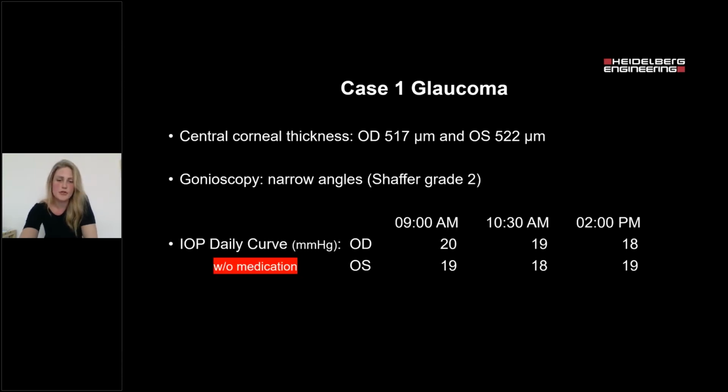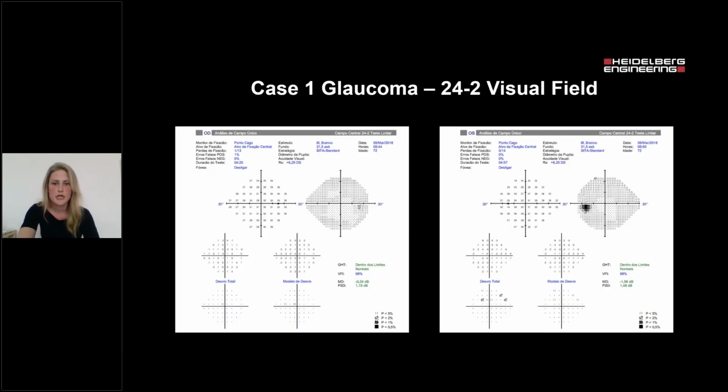The central corneal thickness in the right eye, 517, and the left eye, 522. The gonioscopy showed narrow angles, Shaffer grade 2, and the IOP daily curve at 9 and 10:30 a.m. and 2 p.m. was, in the right eye, 20, 19, and 18, and in the left eye, 19, 18, and 19, without the medication. So her visual field, the 24-2, we can see that the GHT and the PSD are within normal limits.